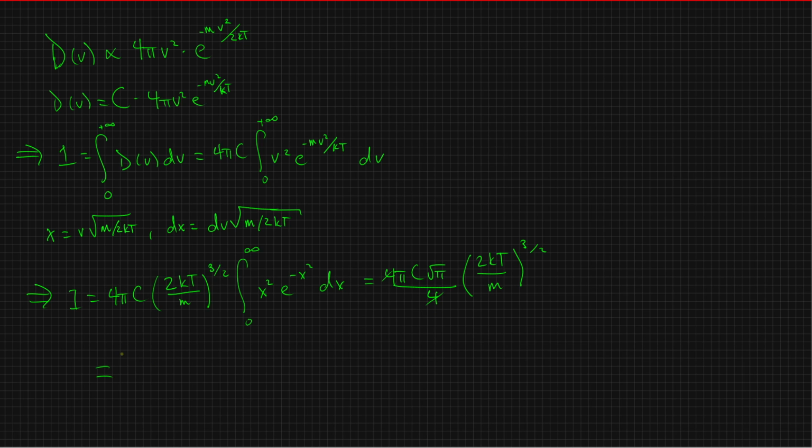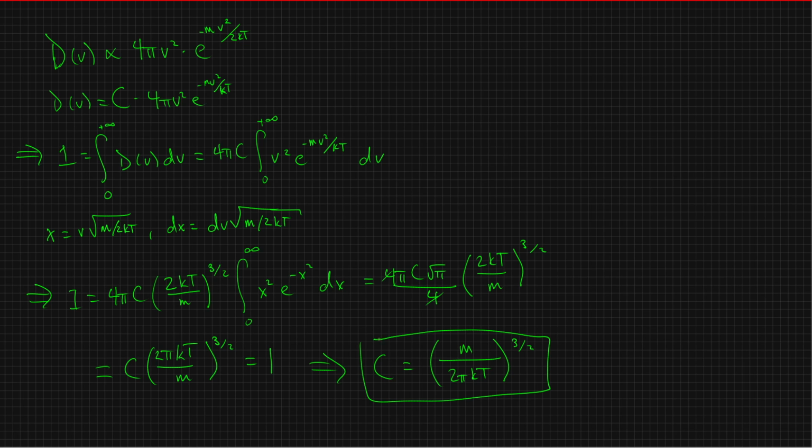So let's condense this a little bit further. It is c times 2π, just condensing this square root into this piece right here. It becomes c times (2πkT over m) to the 3/2, which should be equal to 1. So you can solve for c, and c is just going to be (m over 2πkT) to the 3/2. So look at that.